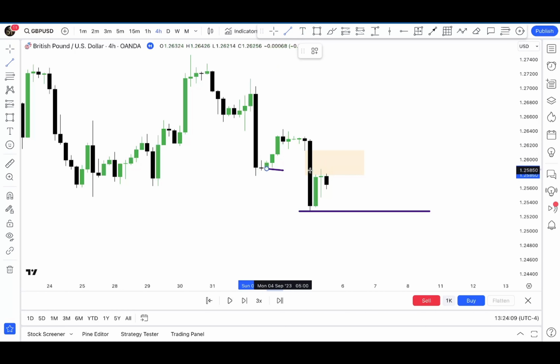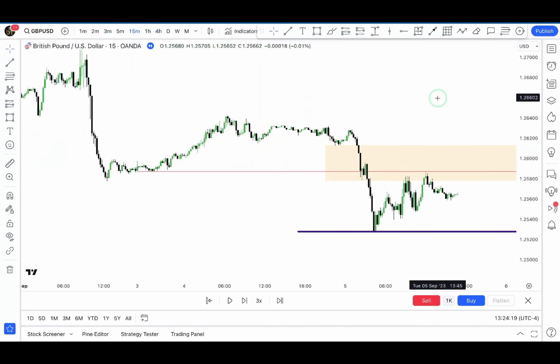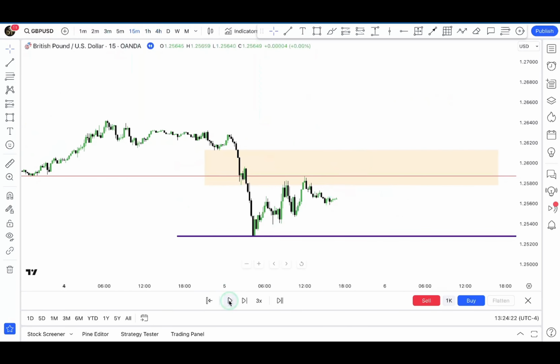And also there is a bearish order block right here. And you see how this gets respected. So let's dive into the lower time frames to go to the midnight because we're still on Tuesday.